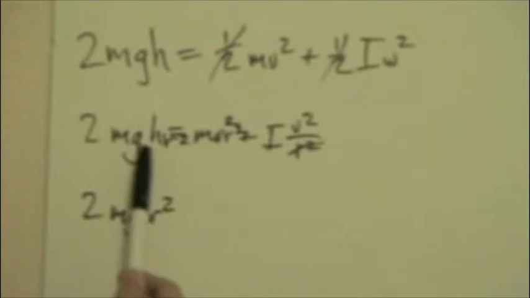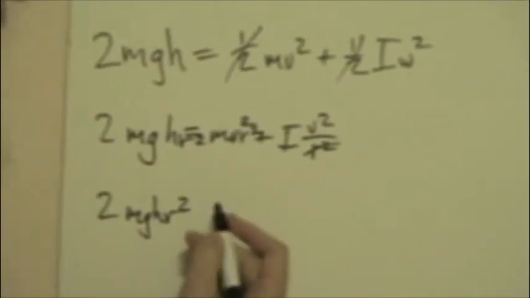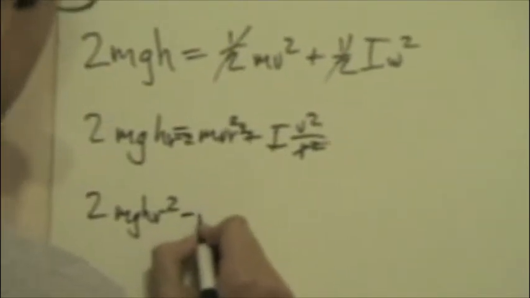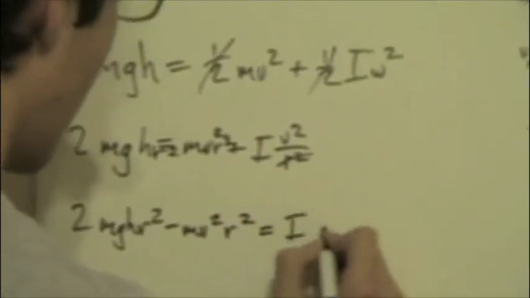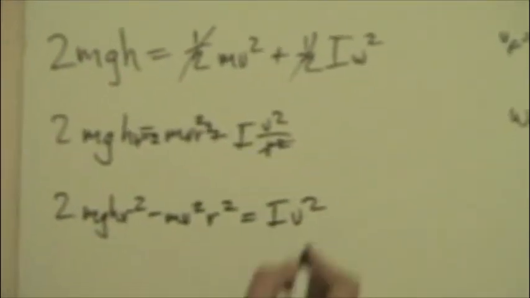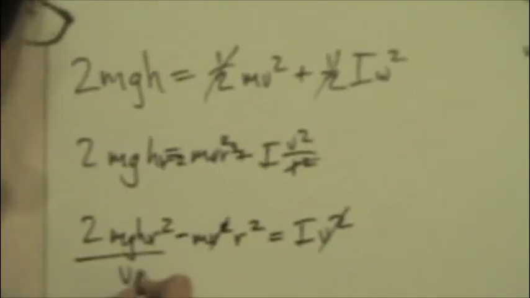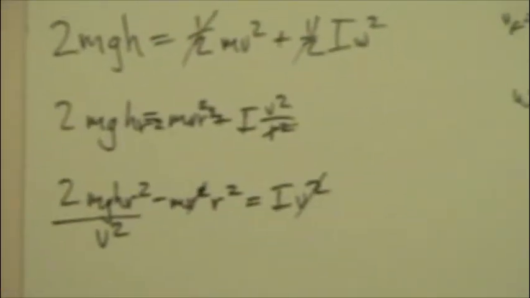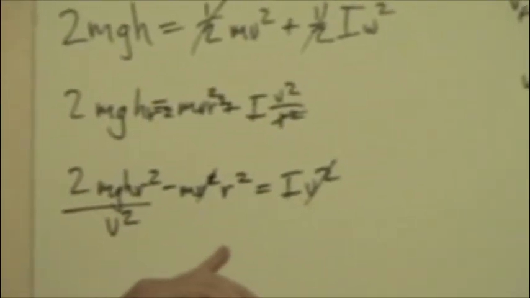Since we're looking for I, next thing I'm going to do is move mv squared r squared to the other side so we have Iv squared all by itself. So I have 2mgh r squared minus mv squared r squared. That's going to equal Iv squared. Next, we're going to divide by v squared across the board. So this v squared goes away, this v squared goes away, and we have this over v squared right there. Now we have all the dimensions and we can just substitute to find I.